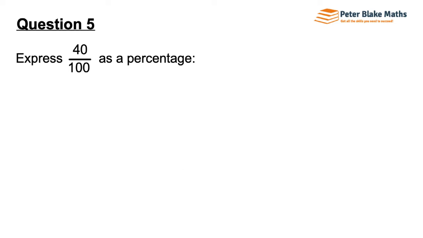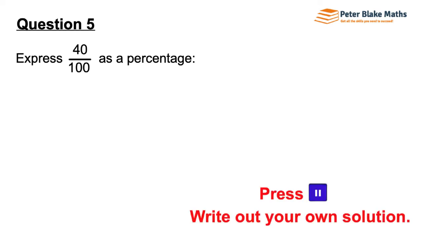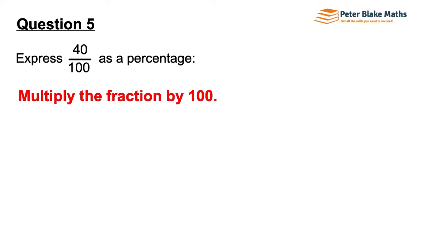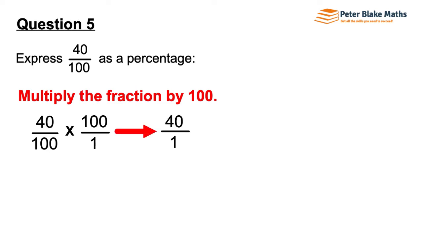Question 5. Express 40 over 100 as a percentage. We multiply the fraction by 100 to turn a fraction into a percentage. 40 over 100 times 100. We can divide 100 into the bottom of the left-hand fraction and into the top of the right-hand fraction. They cancel out, leaving us with 40 on the top and 1 on the bottom.